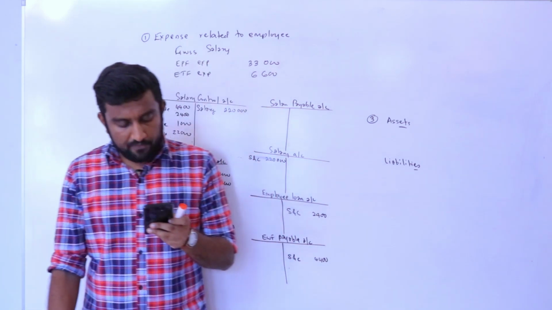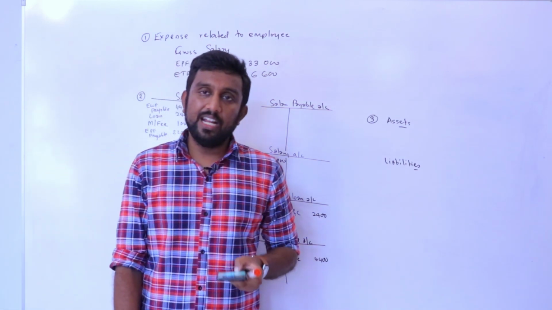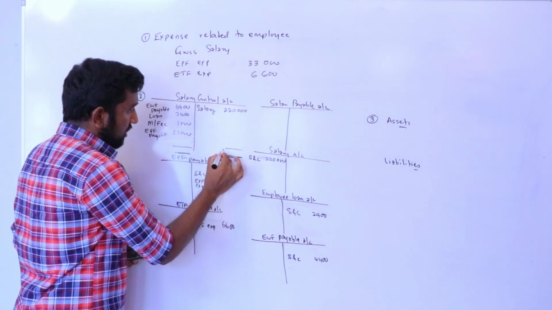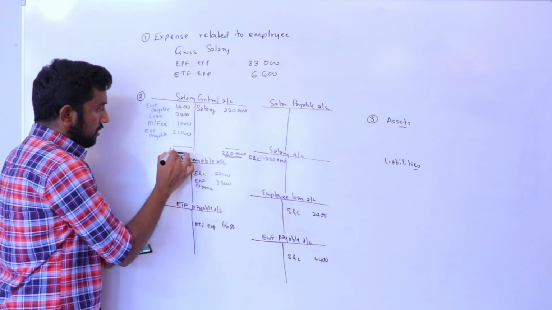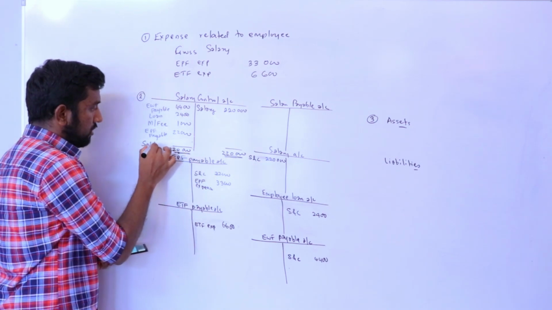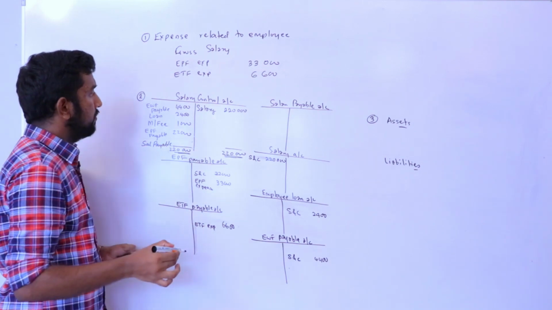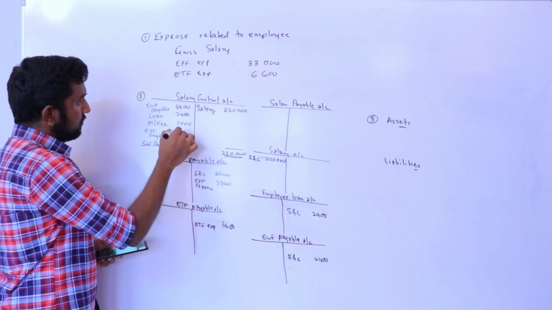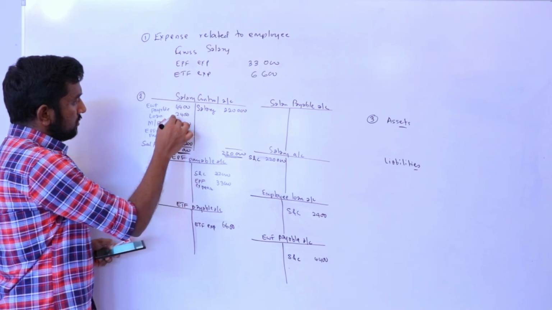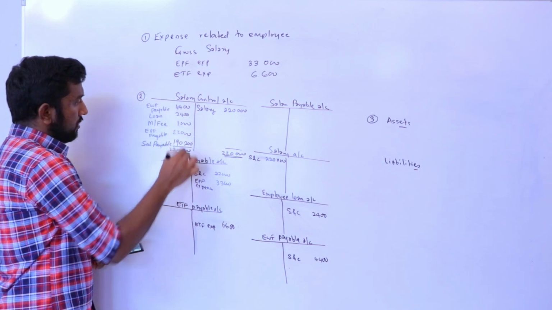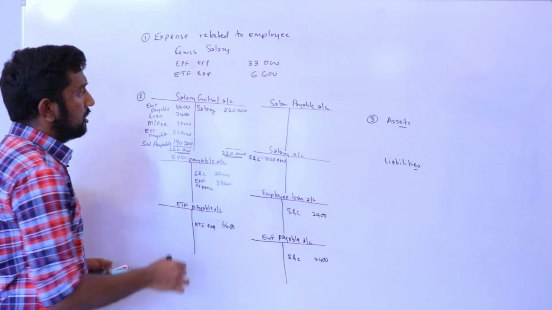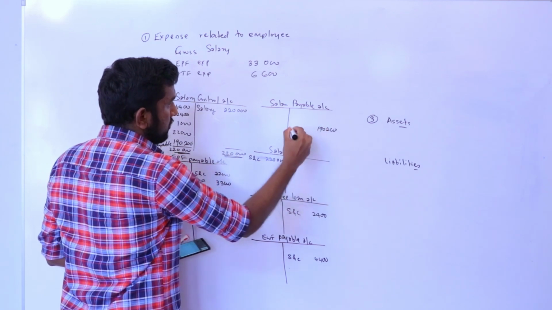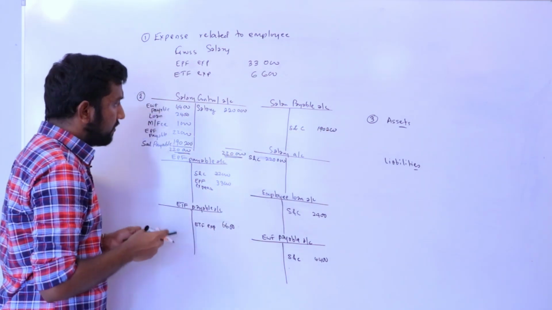Then next one, every month salary will be paid on the third day of the following month. So that we can do. So we close this. This is not paid. This will be paid in next month. Therefore, the amount will be transferred to salary payable. All right, so 220. $190,200, right? So salary payable, credit $190,200 from salary control.